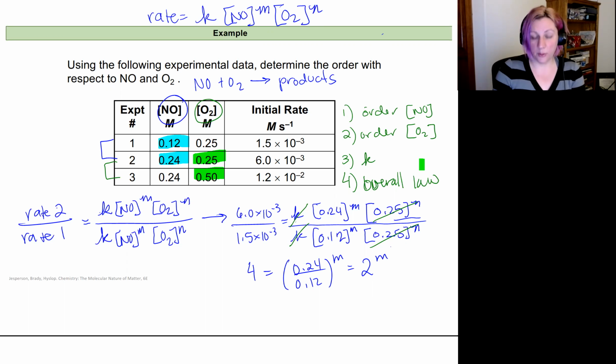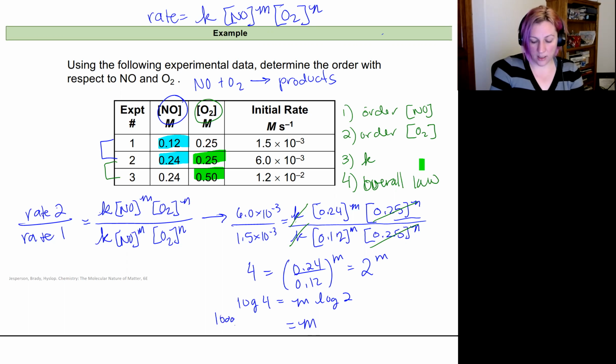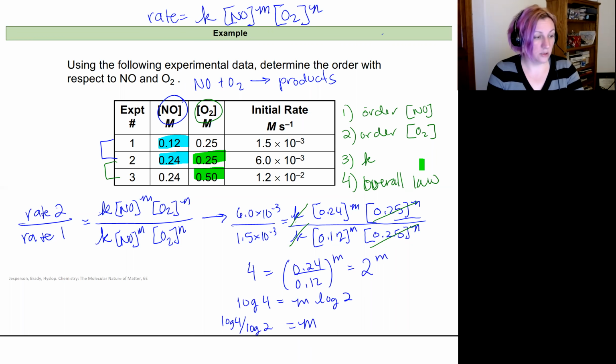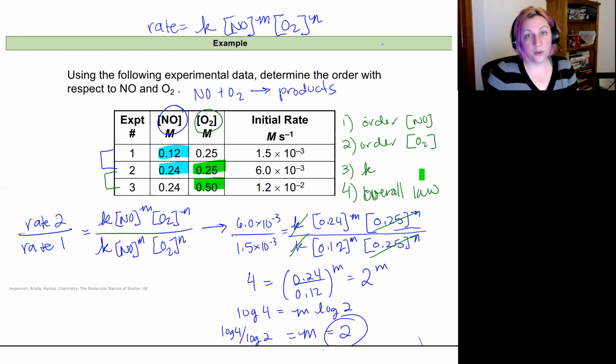So I'm going to take the log of both sides. The log of 4 is equal to m log of 2. And now I can solve for m. m is going to be equal to the log of 4 divided by the log of 2, which is going to be equal to 2. So the order with respect to NO is equal to 2. I now know that my m is a 2. Great, that's part of it.